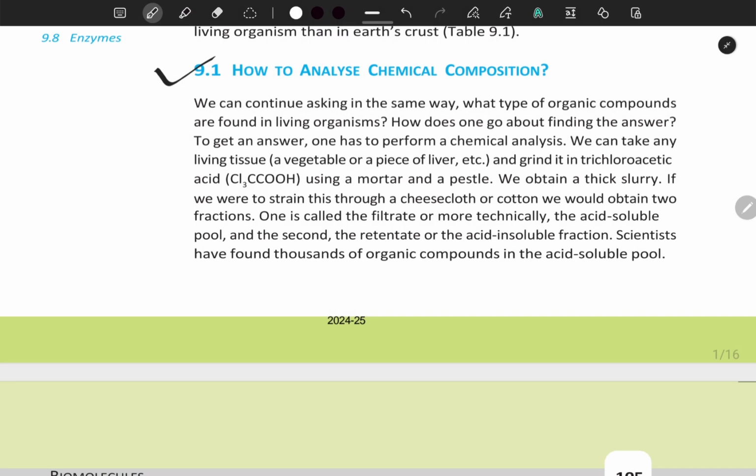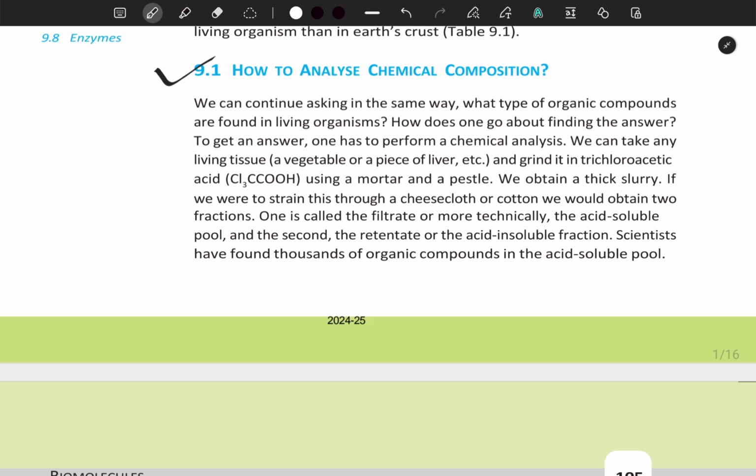9.1 How to analyze chemical composition. We can continue asking in the same way, what type of organic compounds are found in living organisms? How does one go about finding the answer? To get an answer, one has to perform a chemical analysis. We can take any living tissue, a vegetable or a piece of liver, etc., and grind it in trichloroacetic acid using a mortar and pestle. We obtain a thick slurry. If we were to strain this through a cheesecloth or cotton, we would obtain two fractions. One is called the filtrate, or more technically, the acid-soluble pool, and the second, the retentate or the acid-insoluble fraction.